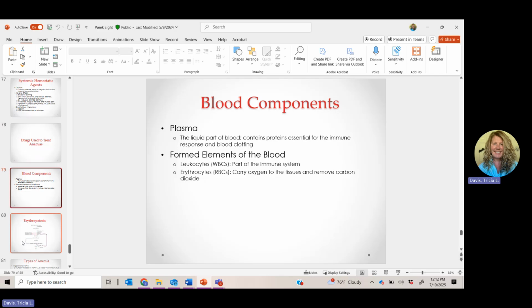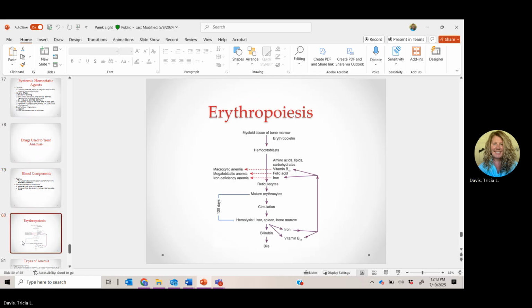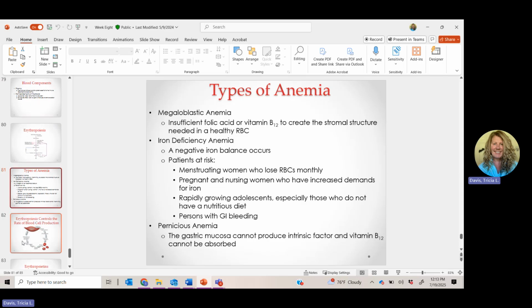Then we have some more elements that are in our blood. We call these our formed elements. We have our white blood cells, which are also referred to as our leukocytes. We know our white blood cells are definitely part of our immune system. Then we have our erythrocytes, which are our red blood cells, which carry oxygen to the tissues and remove carbon dioxide. So this is the process of erythropoiesis in the body. I would have an understanding of what that process is for your exam.